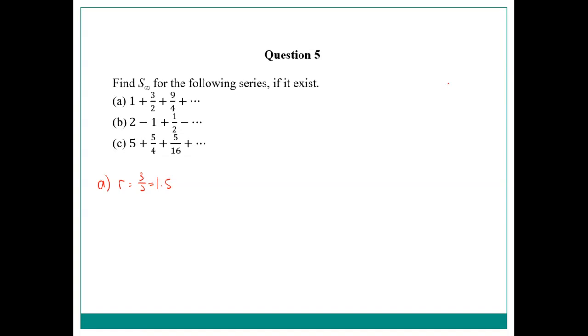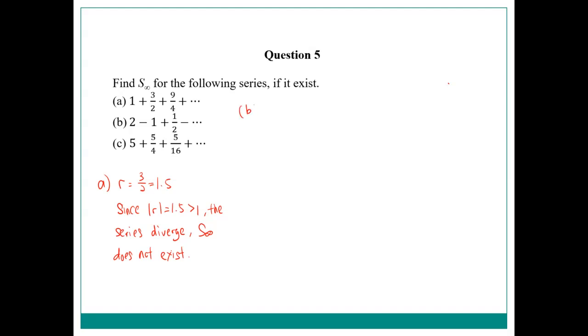So how to write? We have to write that since modulus R is equal to 1.5, which is greater than 1, the series diverges. It means the sum to infinity does not exist. Okay? So for question A, we need not find the sum to infinity because it doesn't exist.